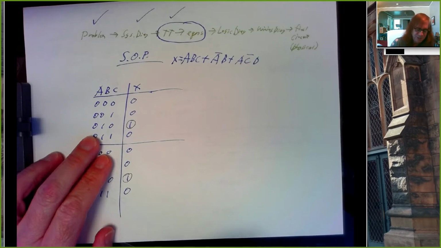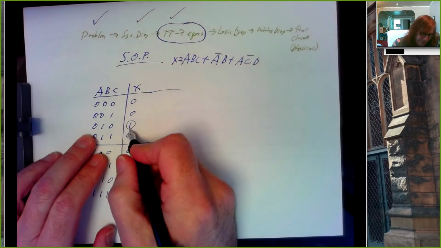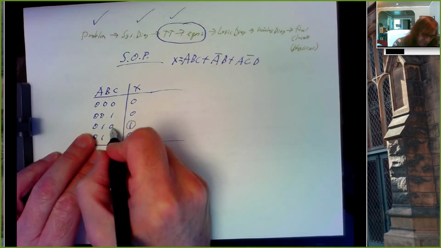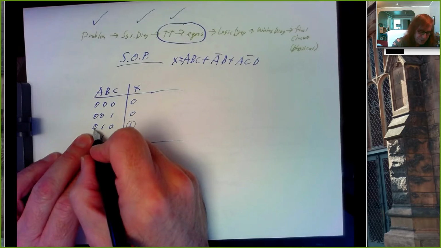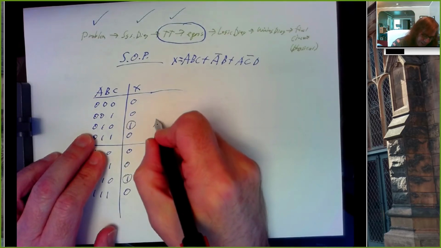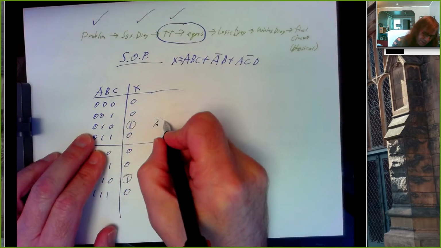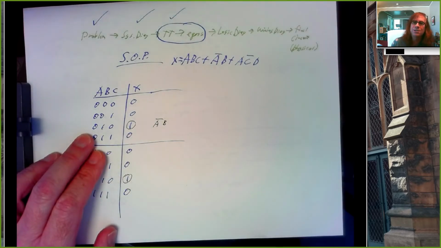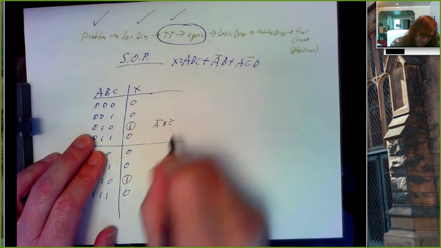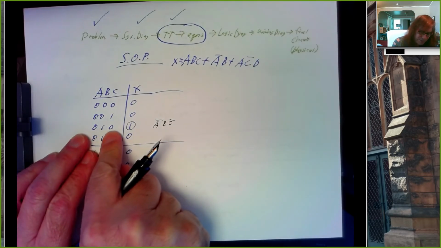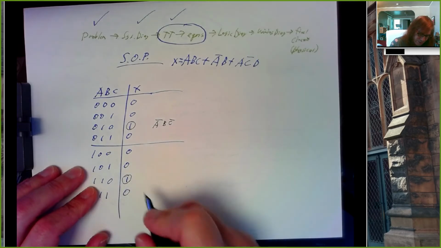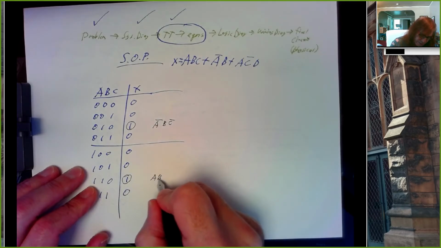A rule we can use for writing the product term in a given row is we look at the inputs. If the input in that row is a 0, we write that input variable with a bar on top. If the input is a 1, we write that variable without a bar on top. So this row corresponds to A bar B C, and this row corresponds to A B C bar.